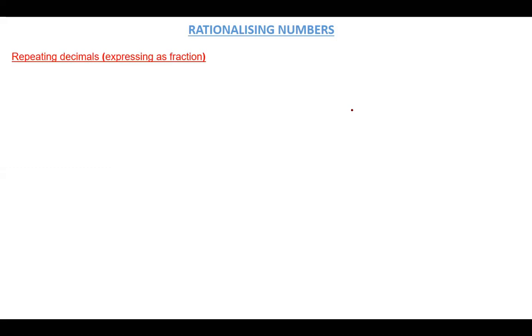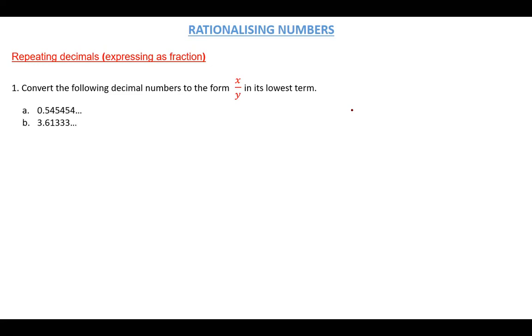So the repeating decimal numbers. We're going to be expressing the repeating decimal numbers as fractions. Here is a question. It's saying, convert the following decimal numbers to the form x over y in its lowest term. These are the simple questions that confuse a lot of people in exam rooms. You find this as question 1, and the whole exam paper becomes sour. So pay particular attention to these questions. These are the two questions we're going to start with.